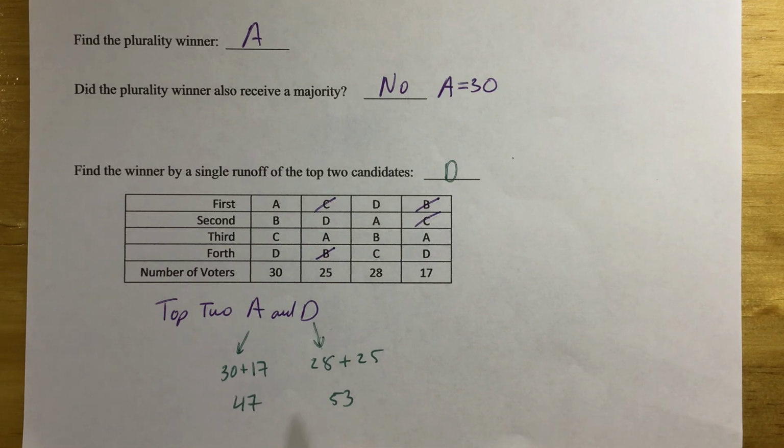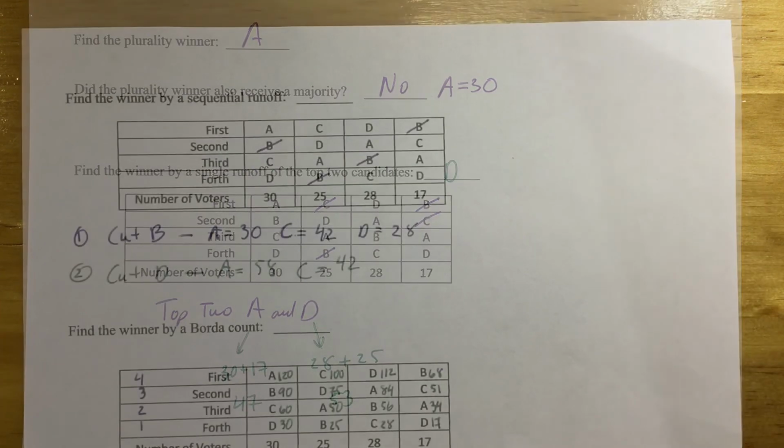So we get a different winner if we do the single runoff, and it ended up being the one who was right behind A. That doesn't mean that's always going to happen. That's just kind of an interesting observation in this one.